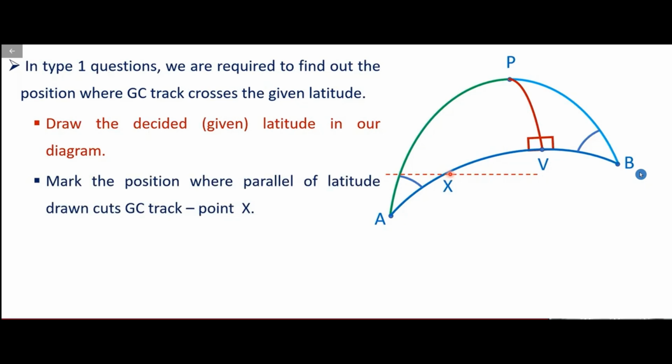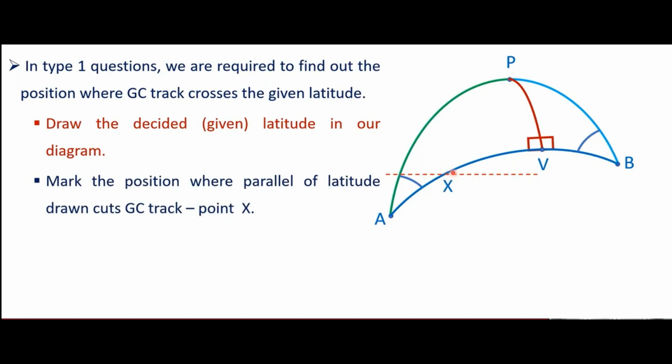Latitude given, sir. Right. So either they will give you a DLAT, or they will tell you to find out where the great circle track crosses a particular latitude, let us say 20 degrees north. Whatever latitude is given, our position X has to be on that latitude only. So the latitude of X is in fact already known to us. It is the latitude which is given. What we need to find out is the longitude of this position. So let us see how we find the longitude now.